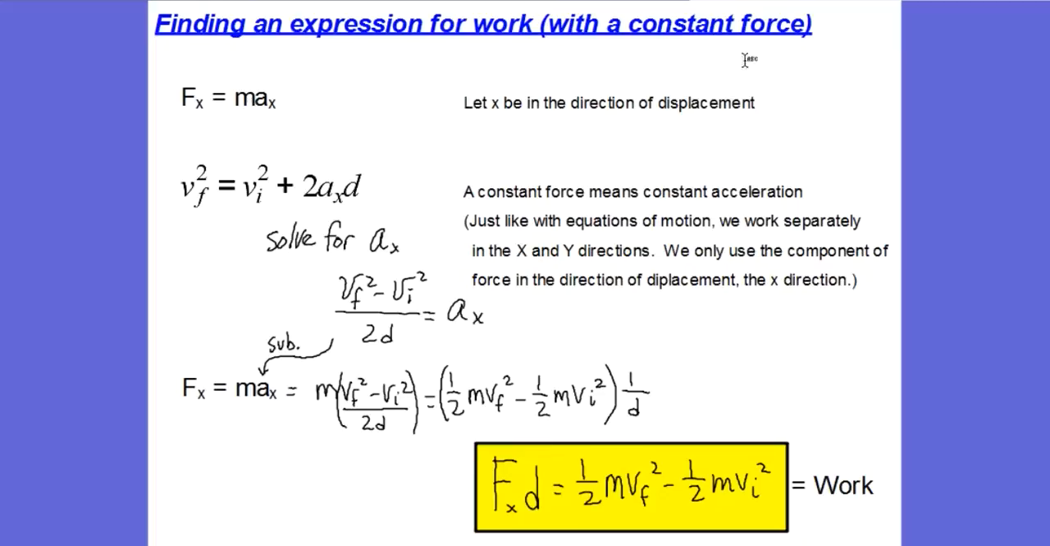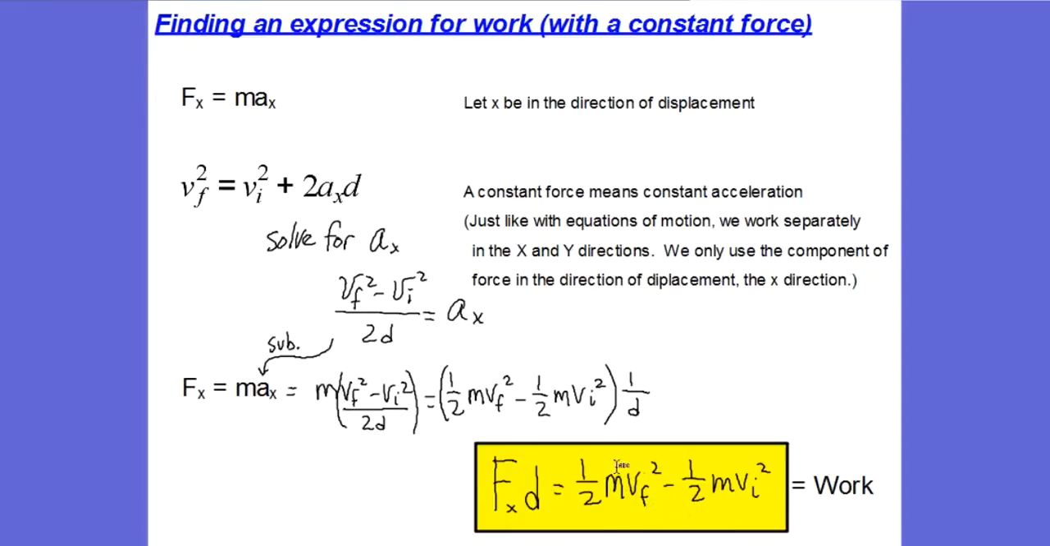Okay, so if we're using a constant force, that means we can use our equations of motion because we have constant acceleration. And we'll use this equation. We'll solve this equation for acceleration, and we'll take what we get for solving for acceleration and plug it in for a in Newton's second law. We'll expand that and rearrange it, and we see that F times d is equal to 1/2 m v final squared minus 1/2 m v initial squared.